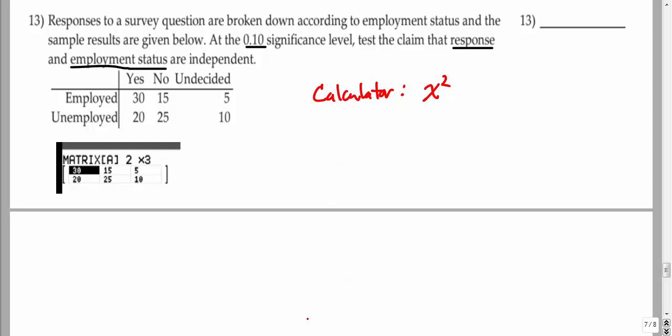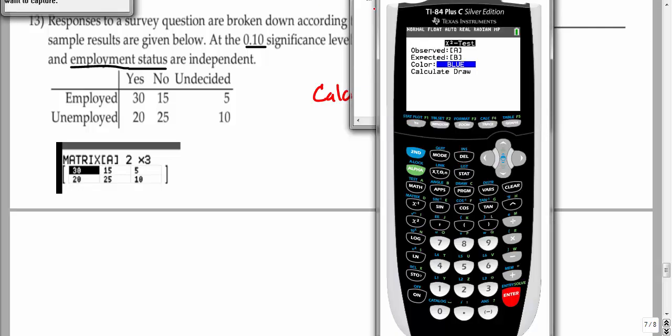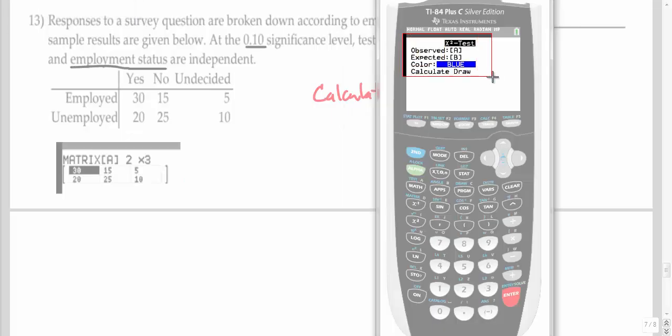Okay. Next, after my observed matrix, I'll go to Stat, Tests, and then again, I'm looking for that chi-squared test. And again, observed matrix I just put in as A. My expected matrix will be B. I don't have to do anything to calculate that. It's going to automatically be put into B.